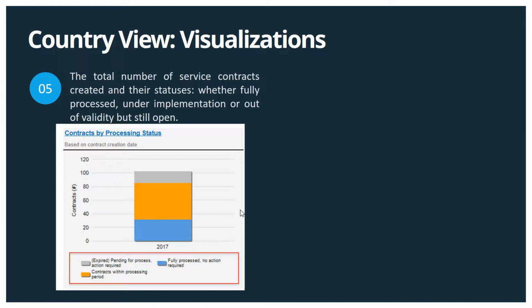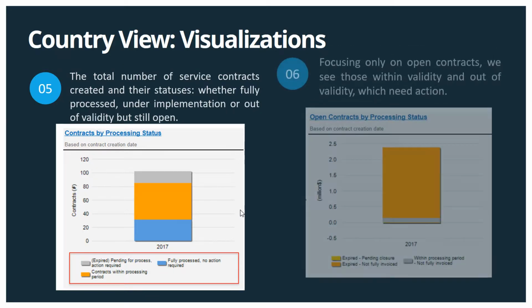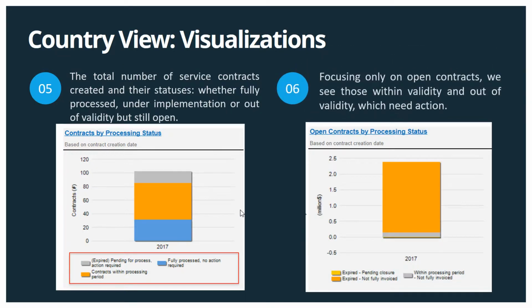There is visibility of the total number of service contracts created and their status, whether fully processed, under implementation, or a validity but still open. There is also a focus on open contracts in particular, allowing management to see those that are within validity, out of validity, and in need of action.